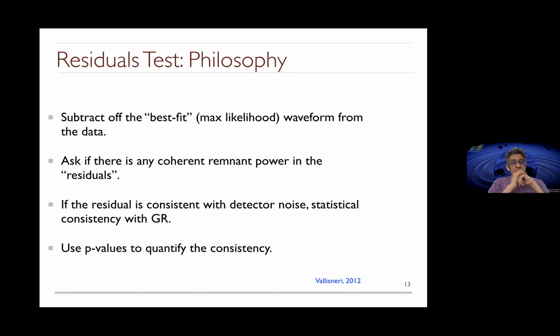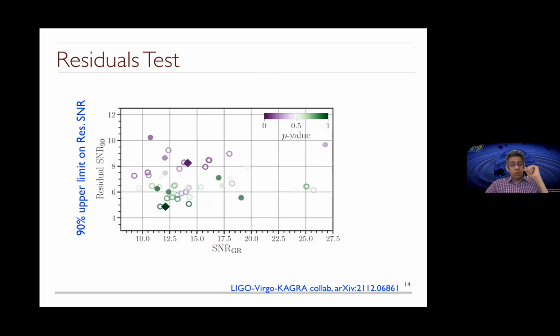So in other words, there is no coherent remnant power in the residuals across detectors. If there is something coherent, then it's something we need to worry about. So if the residual is consistent with the detector noise, of course, that shows statistically it is consistent with GR. And how do we assess the consistency with GR? We can use the p-value. So p-values will assess how consistent it is with GR in the context of a null test, like we always do. So what is shown here is a picture which is a bit more complicated. So let me explain.